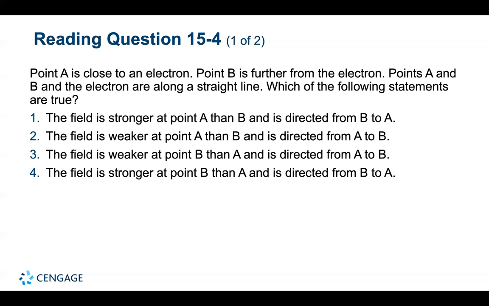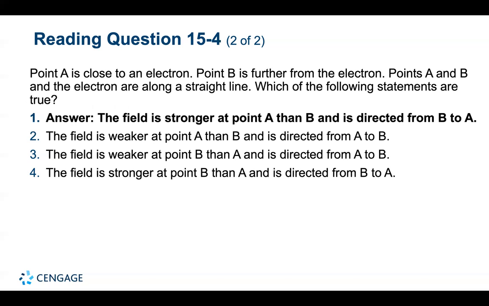Point A is close to an electron, point B is further from the electron. Points A and B and the electron are along a straight line. Which of the following statements are true? And the answer is that the field is stronger at point A than B and is directed from B to A.